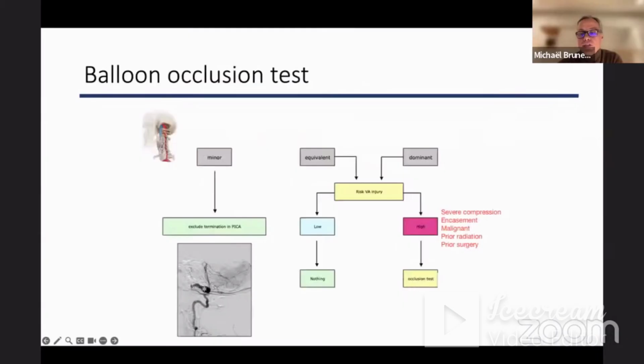If the balloon occlusion test is well tolerated, of course, you preserve the vertebral artery. If it is less or not tolerated, then you have to be prepared to perform a bypass if needed in case of any difficulty with the exposure.